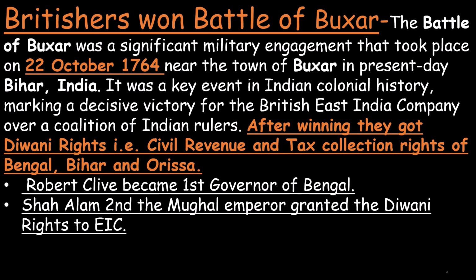After winning, they got Diwani rights, i.e., civil revenue and tax collection rights of Bengal, Bihar, and Orissa. Robert Clive became first governor of Bengal. Shah Alam II, the Mughal emperor, granted the Diwani rights to EIC.